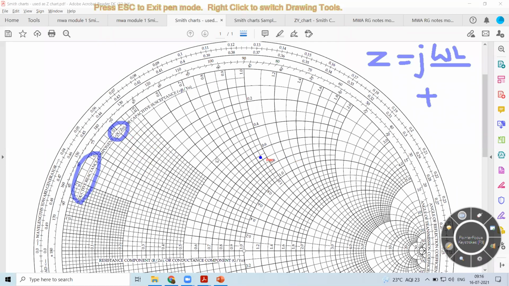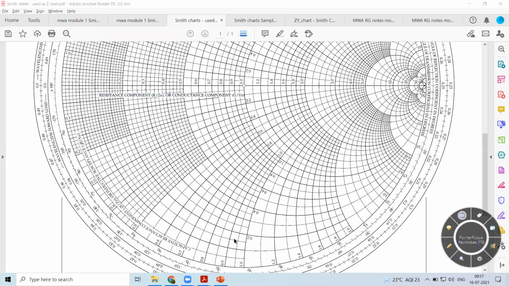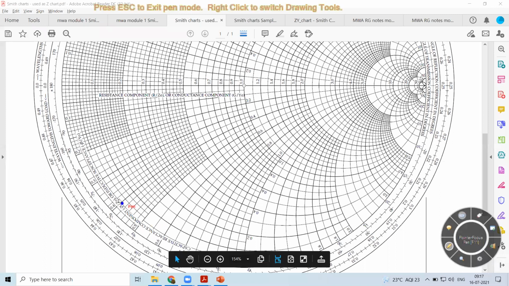Now the same thing, if I check for capacitive: if it is capacitive, we have it as 1 by j omega C, and when we represent it in this form, it will be minus j by omega C. So when we want to plot the capacitive part, we use the lower part. If you observe over here, it is minus jX by Z naught.